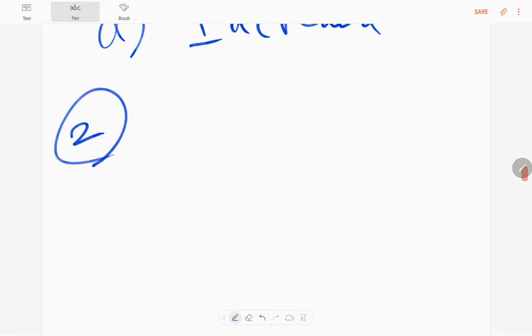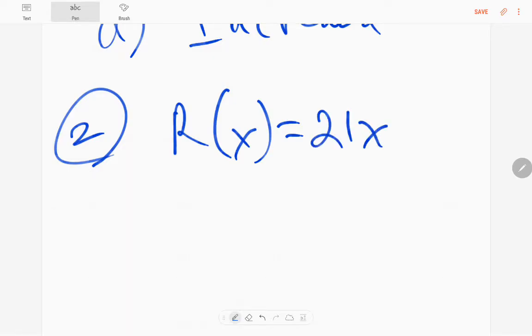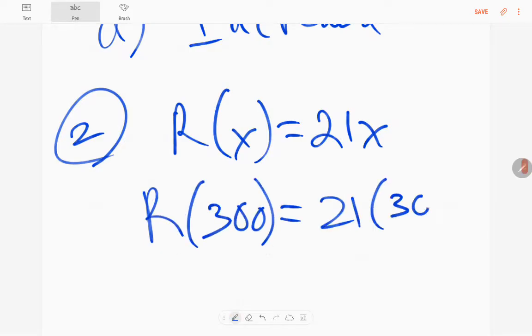Alright, let's do number 2. The revenue from the sale of specialty golf hats is given by the following function, where x is the number of hats sold. What is R of 300? And then interpret the result. Well, that's easy. Just plug in 300 for x.